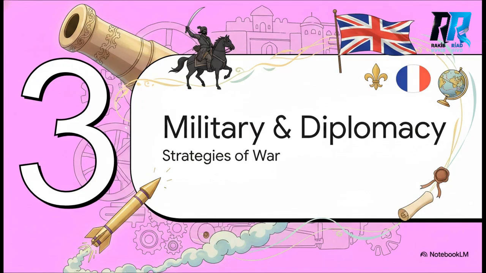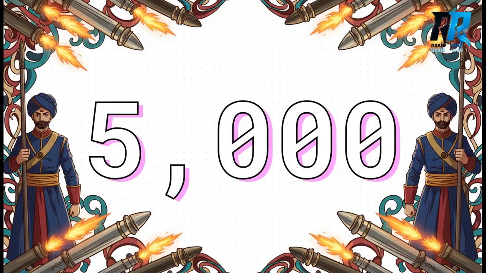Which brings us to Section 3, Military and Diplomatic Strategies. So, how exactly did Tipu Sultan protect this fast modernizing state from the encroaching British East India Company? 5,000. That is the number of specialized rocketeers he deployed at a single time in his army brigades, known as kushuns. He took the existing rocket technology his father, Hyder Ali, had utilized and scaled it up into a massive, organized artillery division.